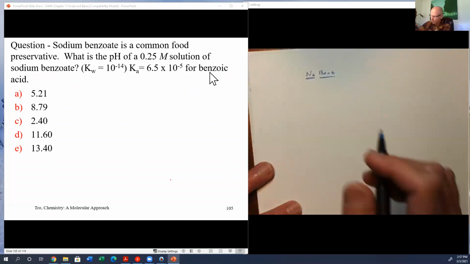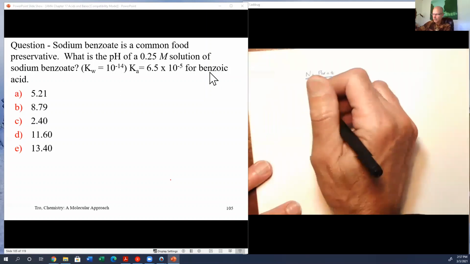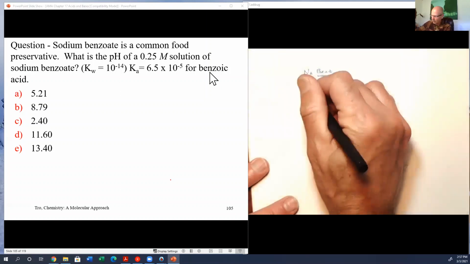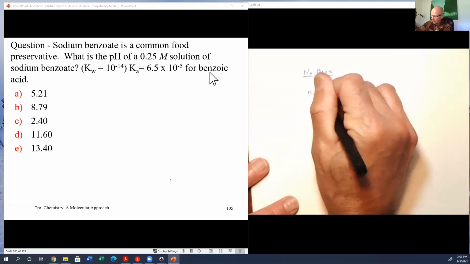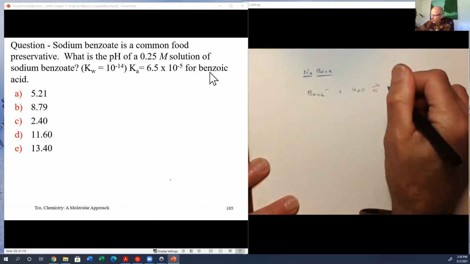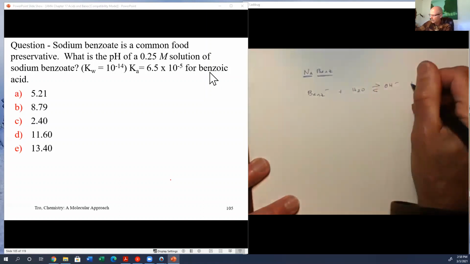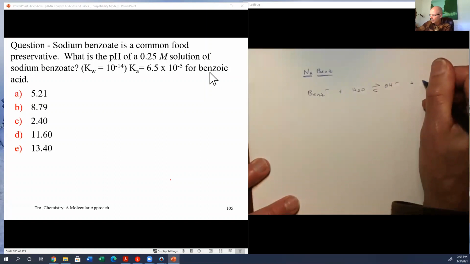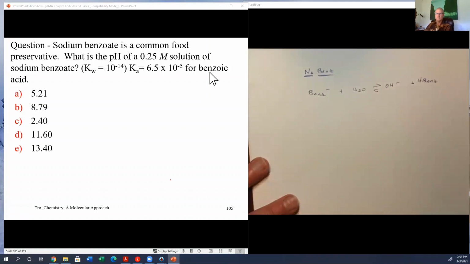So what equation do I need to write to start my ICE table? Well, it's benz minus plus H2O in equilibrium with OH minus plus H benz, or benz H plus, however you want to write it. H benz is more typical in this case, but it doesn't matter. You can write it either way.